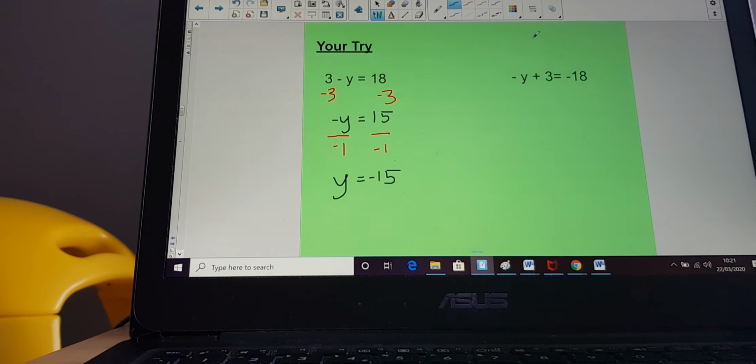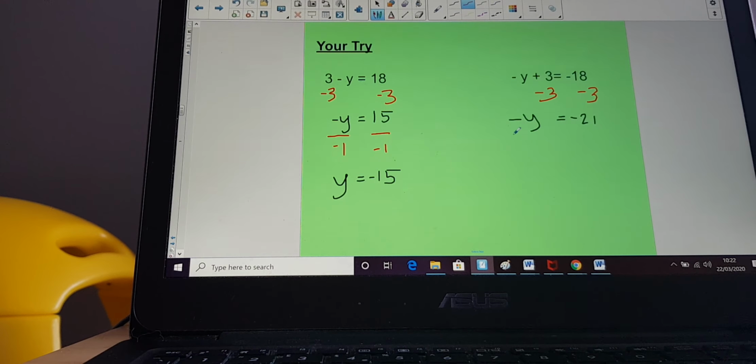Now, this other one, I've tried to trick you a little bit, so hopefully we didn't fall for it. I've got negative y plus 3 equals negative 18 this time. Okay, right, so I've got positive 3, take away 3 on one side, take away 3 on the other. That's going to leave me with just negative y here, because these are going to cancel, remember, equals negative 18, take away 3. So negative 18 down another 3 will give me negative 21.